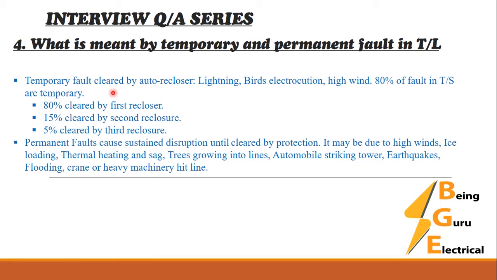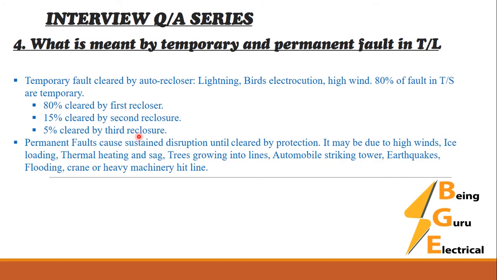80% of the temporary faults are cleared by the first recloser. The reason for a temporary fault may be a lightning strike, bird electrocution, or high winds. Overall, 80% of the faults in transmission are temporary, and out of this 80%, 80% are cleared by the first recloser, then 15% are cleared by the second recloser, and 5% by the third recloser.